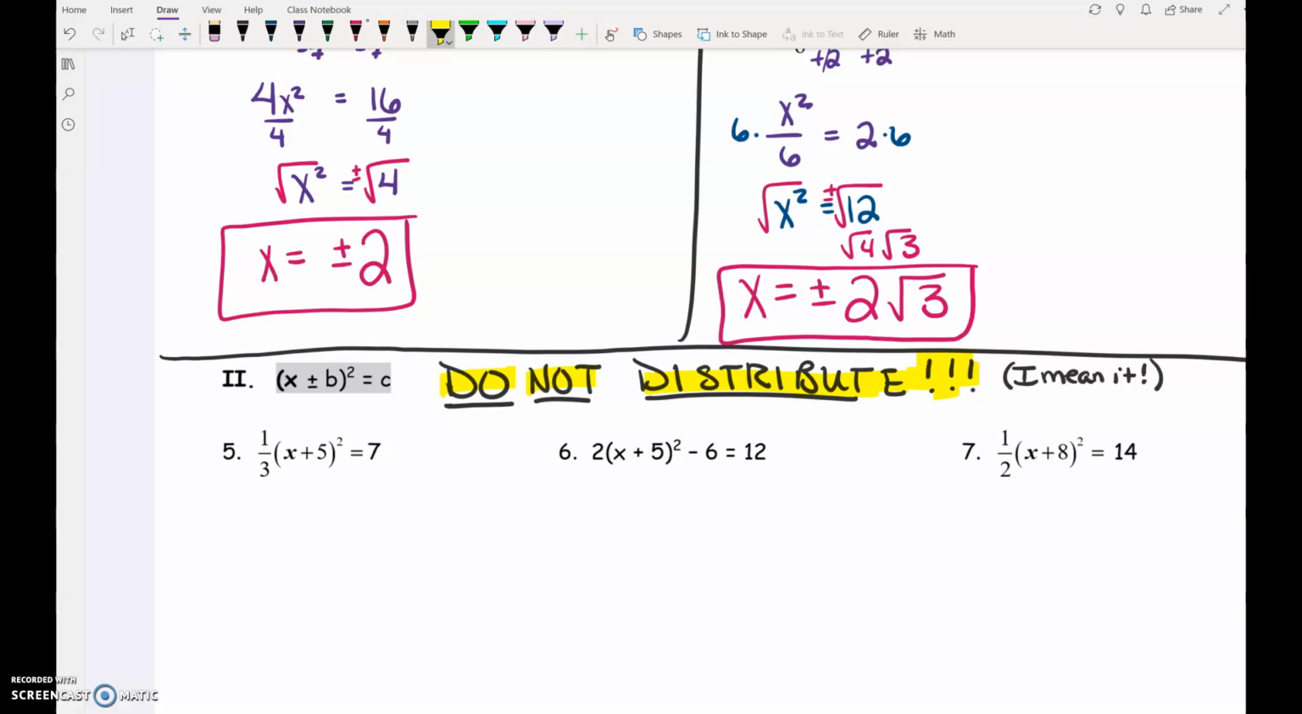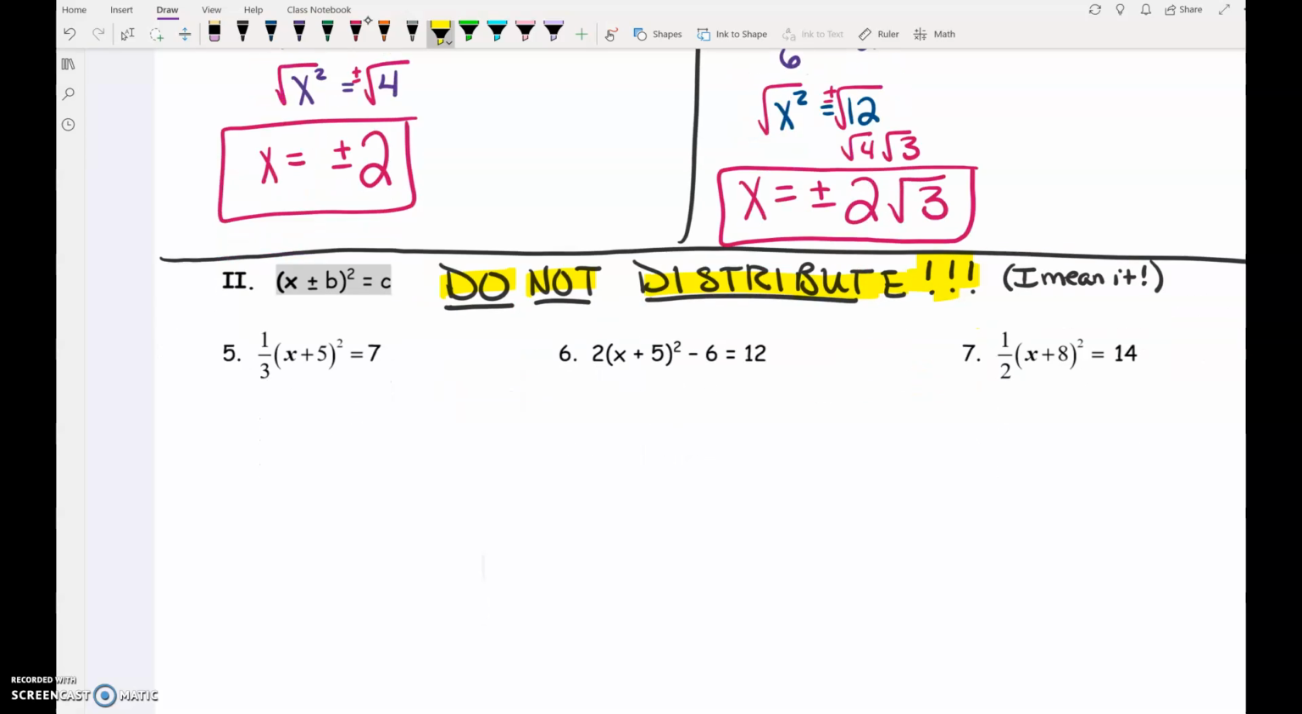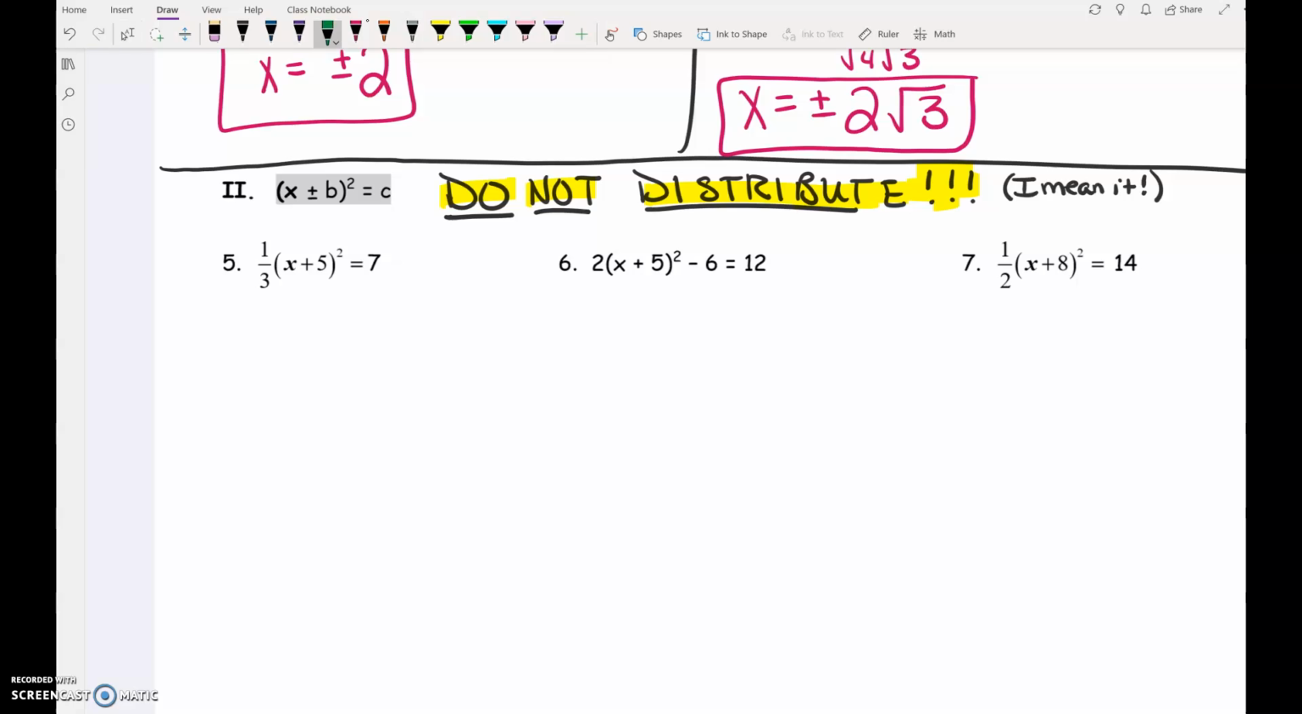So seriously, don't distribute. The square on the parentheses is like a lock on a shed. The x plus 5 is inside the shed, and until that square is gone, you cannot enter the shed. It is locked shut. You cannot get in there. So we have to get rid of the 1/3 some other way. How do we get rid of times 1/3? Multiply by 3. So we have x plus 5 squared equals 21.